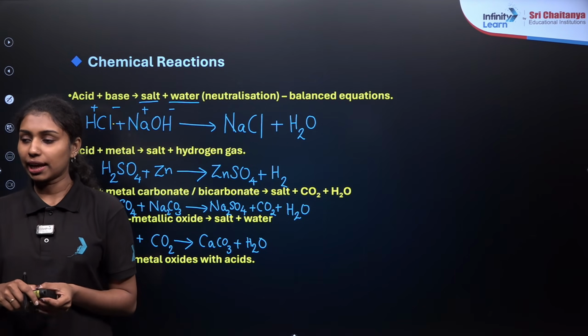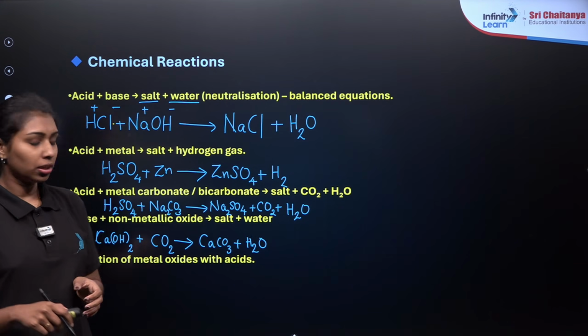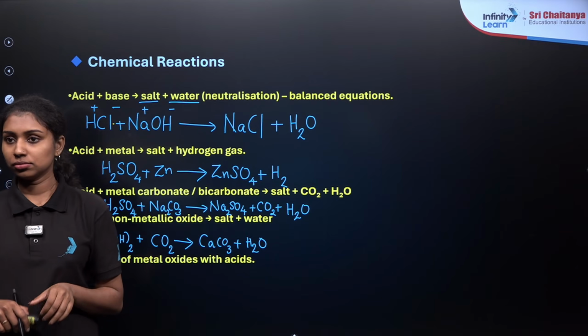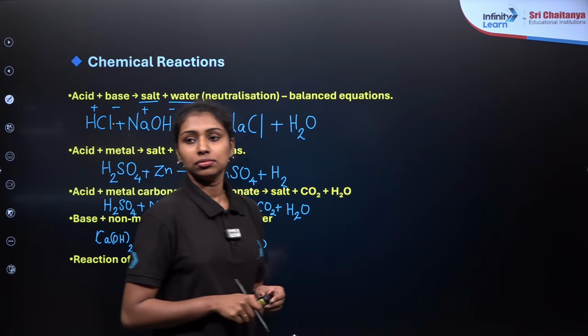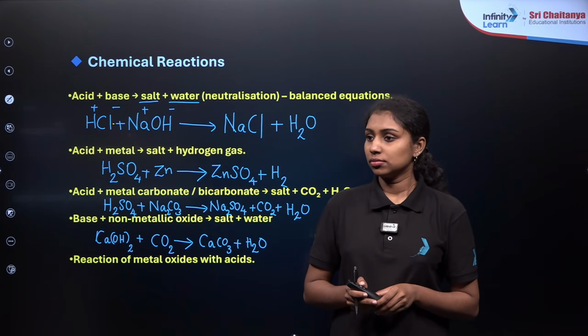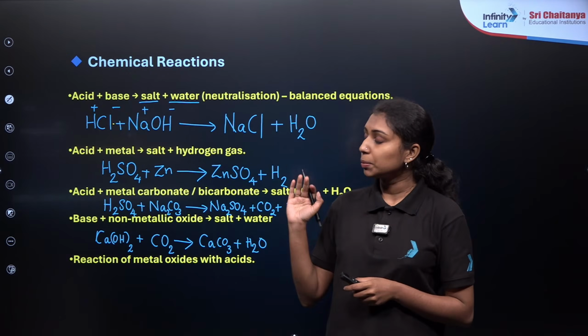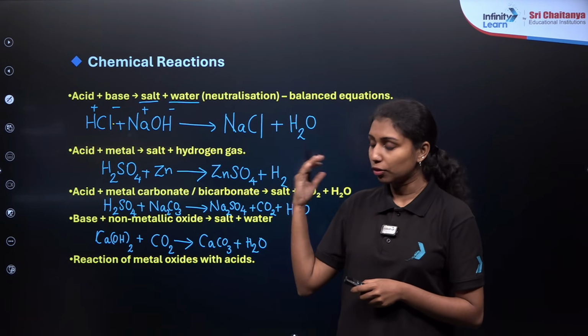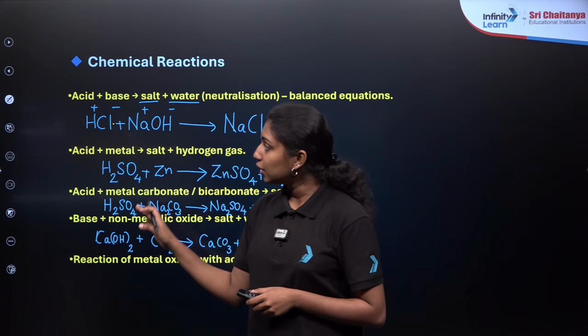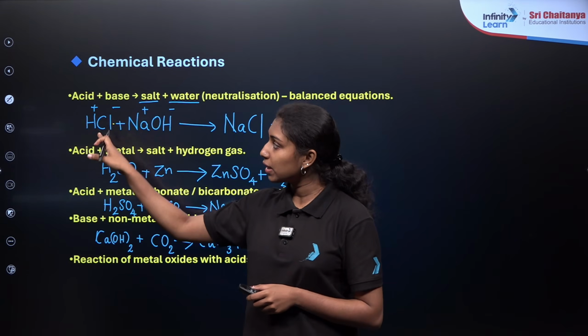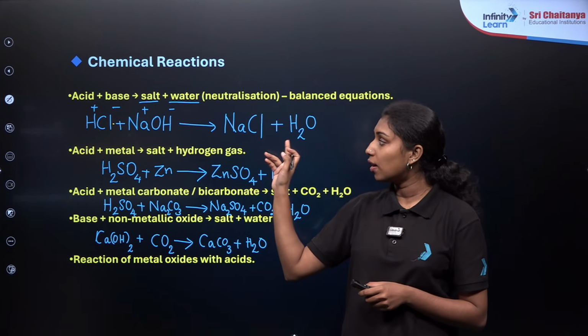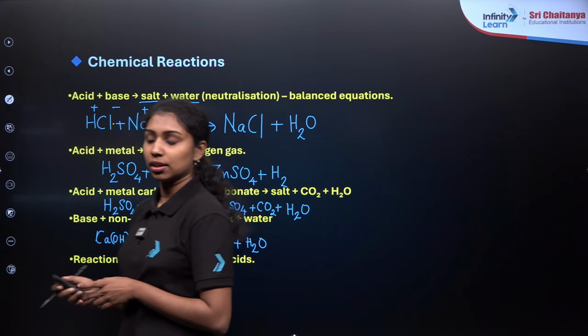Is there any doubt in the reactivity series? So a direct question is always asked from the textbook itself. So you can refer to your textbook. If they are giving any acid and base, you can provide the corresponding salt and water as a neutralization reaction.